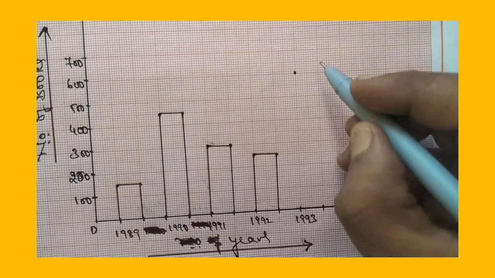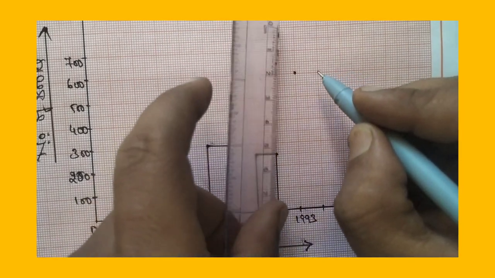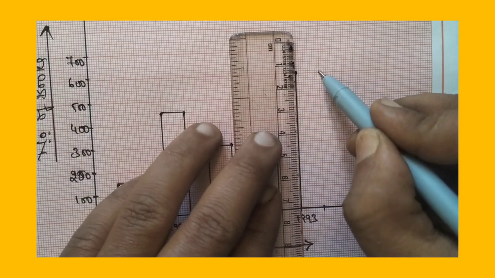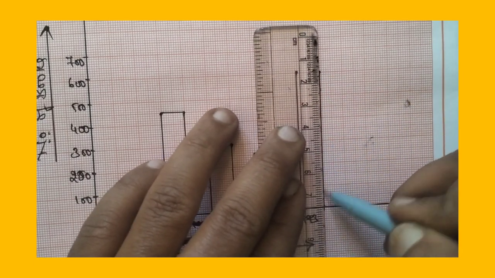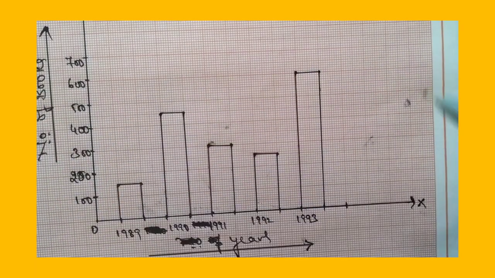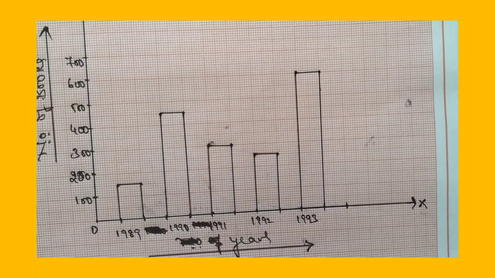So mark the 600 straight. So this is 1993. So like this we have to draw the bar graph. So this is the bar graph for the given frequency distribution table. So now let us move to the last question of this one.